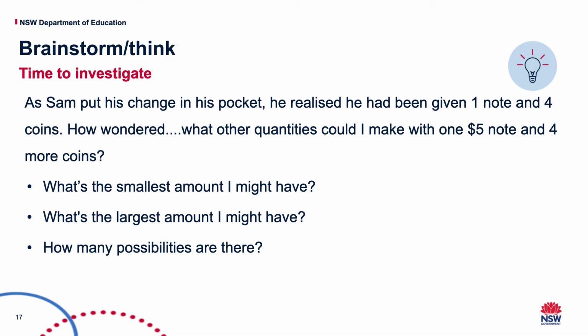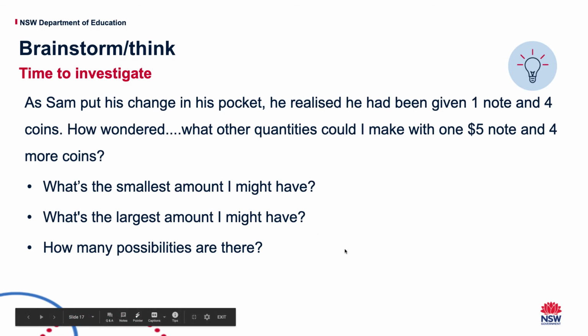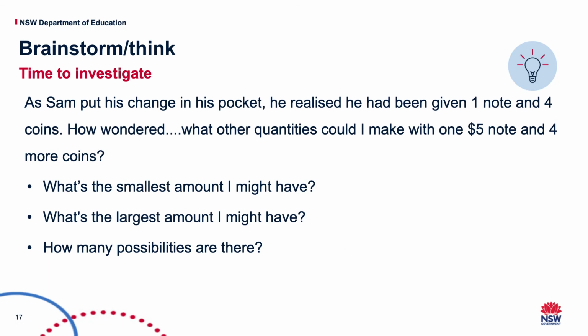Then brainstorm and think. As Sam put his change in his pocket, he realized he'd been given 1 note and 4 coins. He wondered what other quantities he could make up with 1 $5 note and 4 more coins. So have a think about what's the smallest amount he can make with a $5 note and 4 coins. What's the largest? They don't have to be the same coins. Just think about what possibilities are out there.